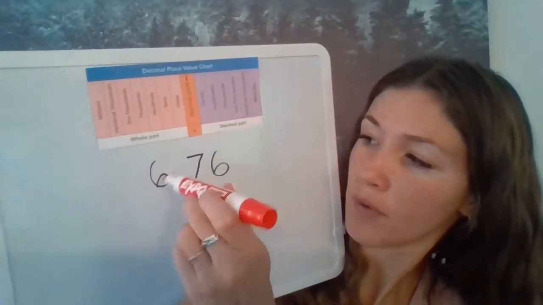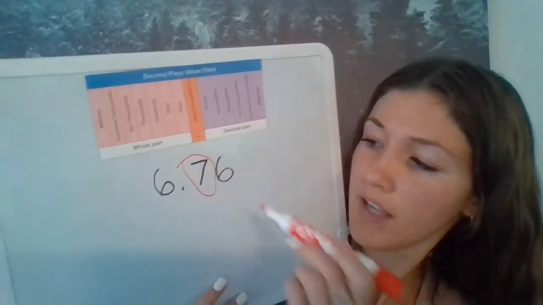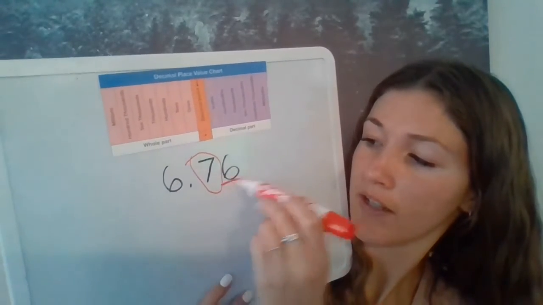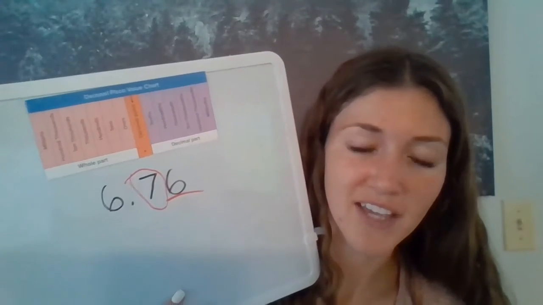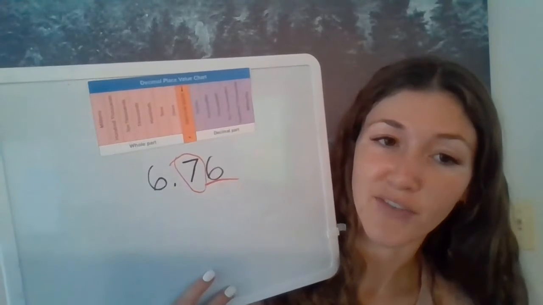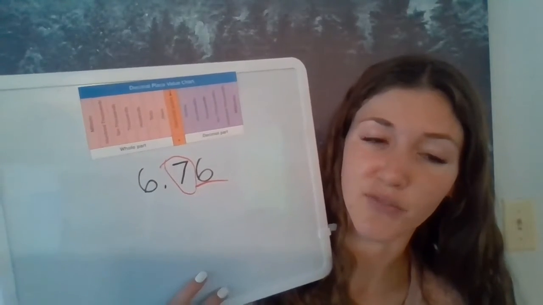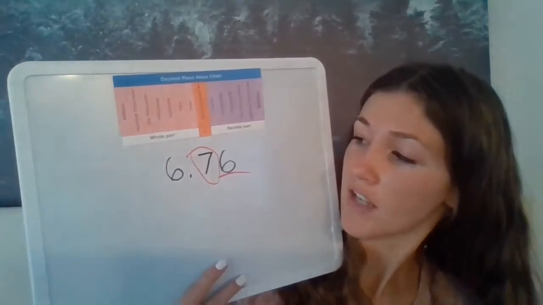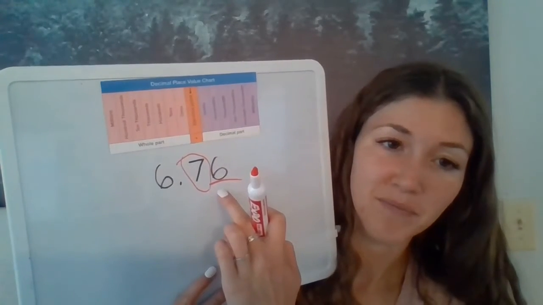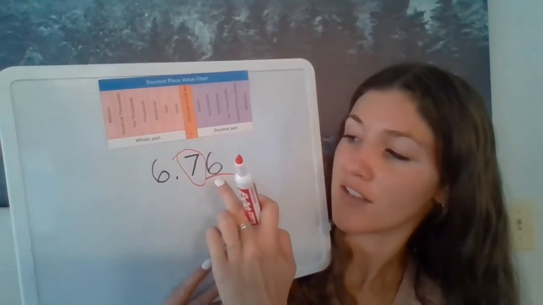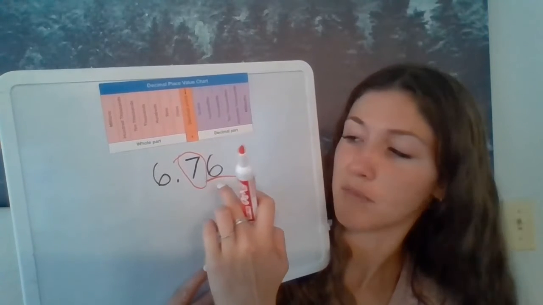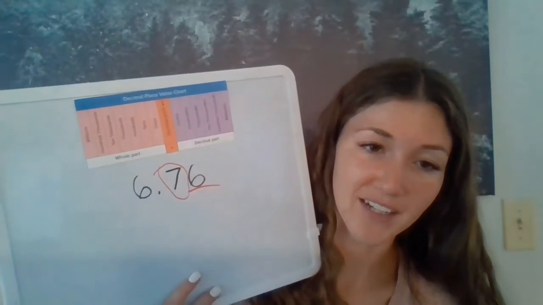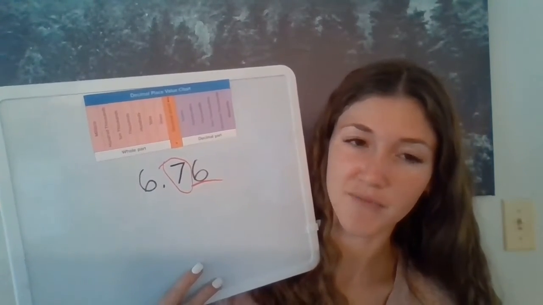So the tenths will be this 7. And the 6 will determine what happens to that 7. We know that if it's 5 or more, we'll raise the score. If it is 4 or less, we'll let the number rest. So the 6 is 5 or more, right? So the 6 means that the 7 will turn into an 8. We're going to write 6.8.